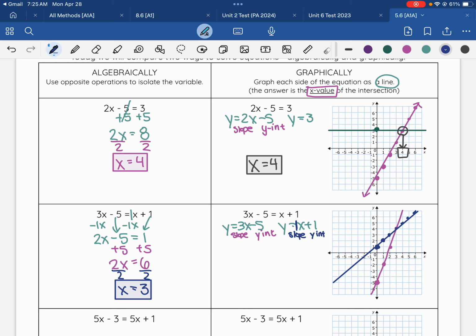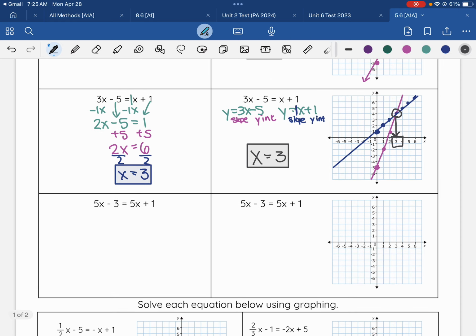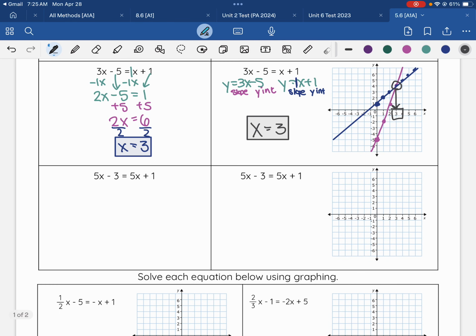And it looks like they cross right here, where, what do you know, x equals 3. Now, on the last one, I'm going to graph instead of solve first. y equals 5x minus 3, and y equals 5x plus 1.